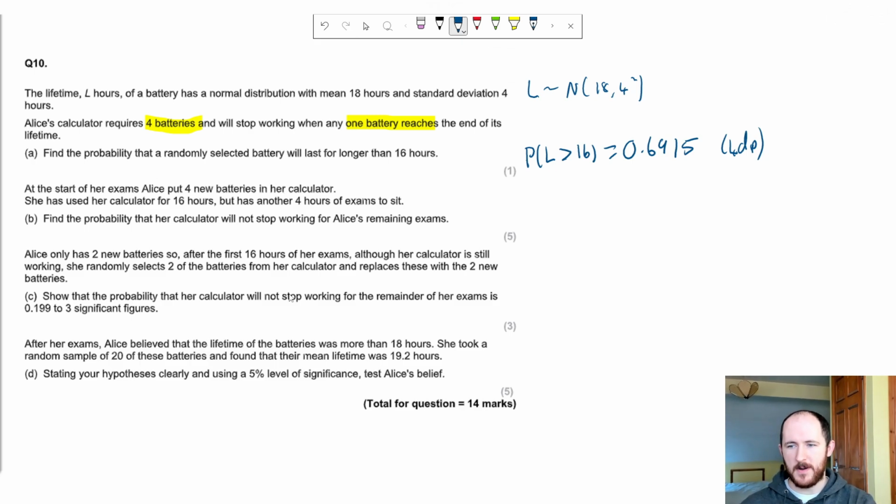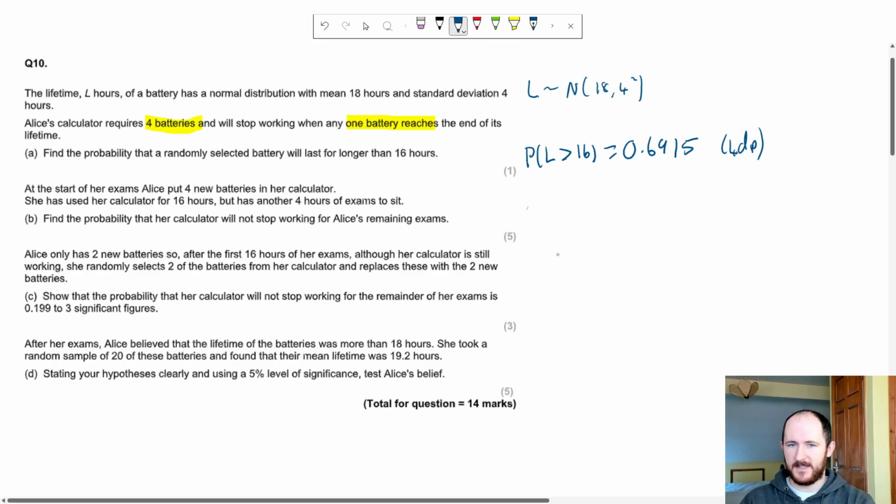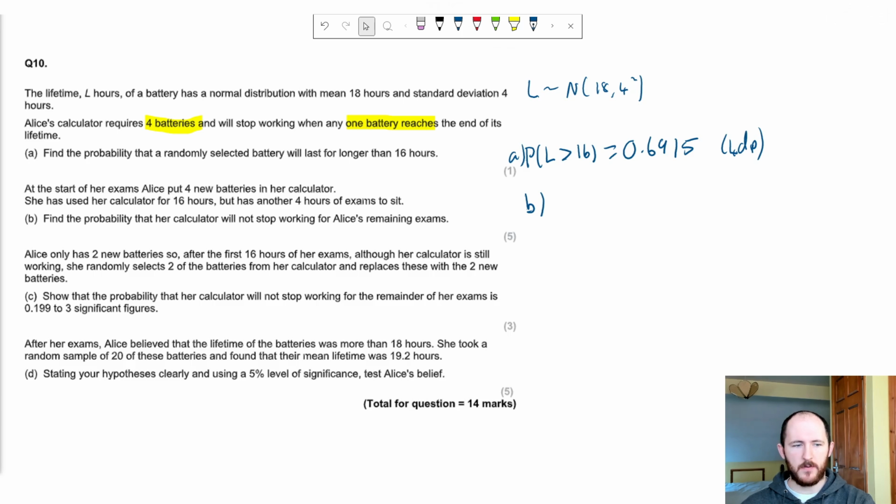So again, that part wasn't meant to be the super tricky part. The tricky part is for part B and C. And you see part B is a probability question for 5 marks, which should be illegal, but let's have a look at it. It says at the start of her exams, Alice put 4 new batteries in her calculator, and she has used her calculator for 16 hours already, but has another 4 hours of exam to sit. Find the probability that her calculator will not stop working for Alice's remaining exams. Now remember, it will stop working if any one of the 4 batteries runs out. So again, you only need 1 battery to fail.